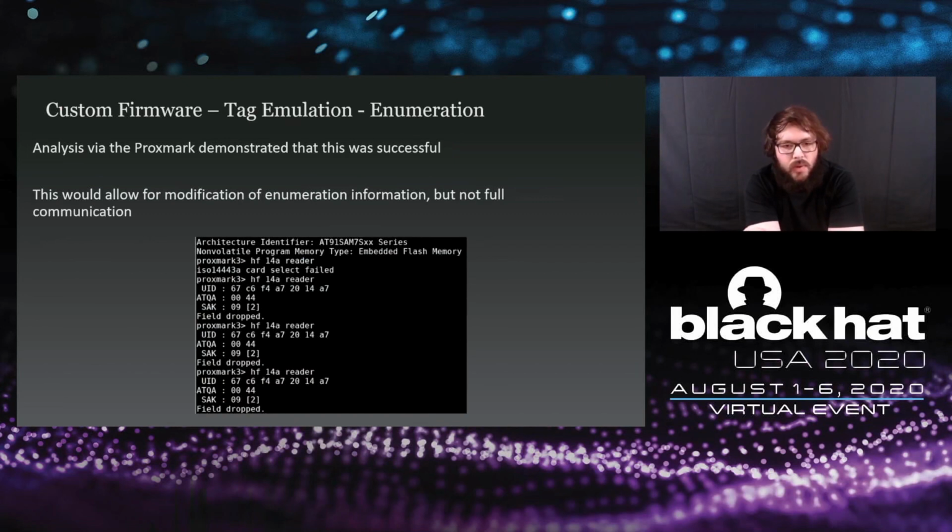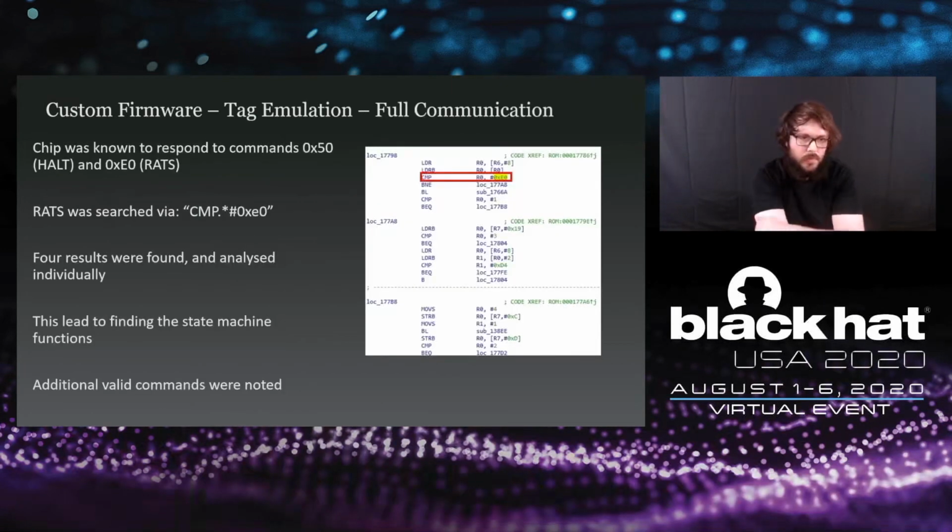When I looked on the Proxmark, I found that this was successful and allowed me to modify any enumeration. So I made a custom 7-byte UID, set it up to pretend to be a MIFARE Classic Mini tag, and it worked absolutely beautifully. But it would not allow me to do full communication. It wouldn't allow me to emulate the MIFARE Classic part of the MIFARE Classic communication, just to pretend to be one on a superficial level.